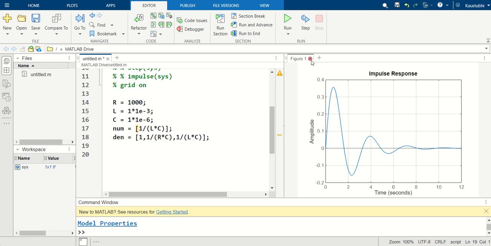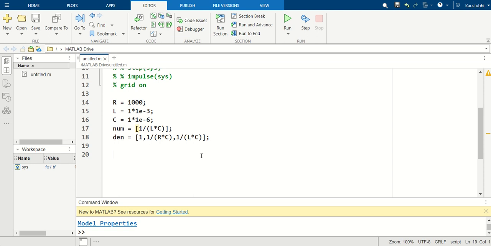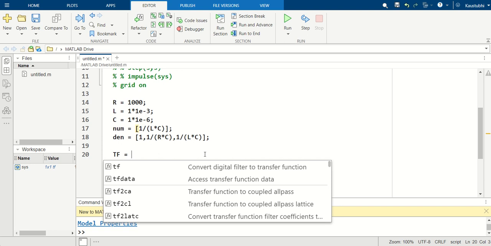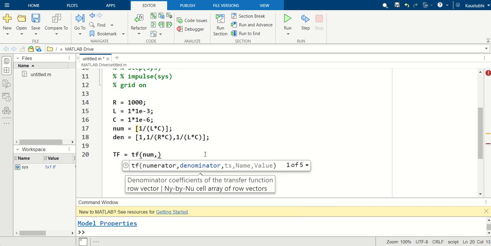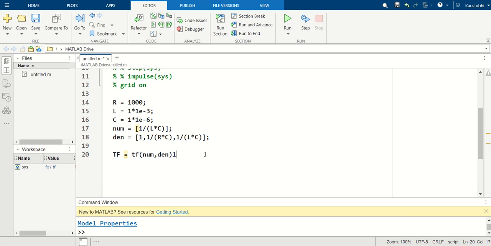Understood? So this is not the response. You don't look into that. Now, what was the method that I had told you? My transfer function, let us say TF is my transfer function, which is going to be tf of numerator comma denominator. So my numerator is already defined, denominator is already defined, so my transfer function will be defined. If you want, you can show the transfer function so that it will give you the exact transfer function in the console.